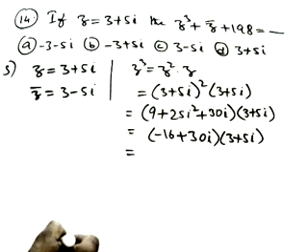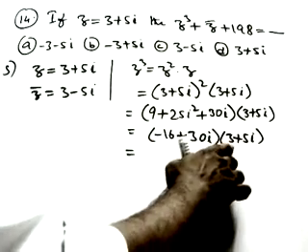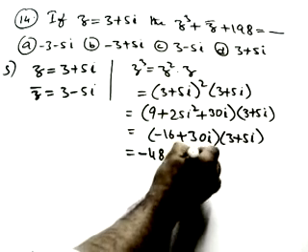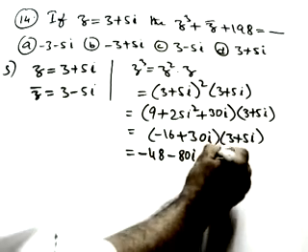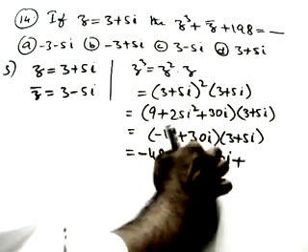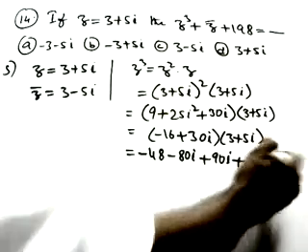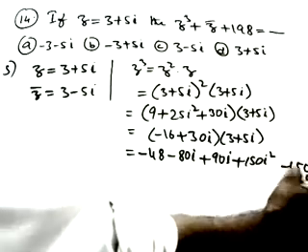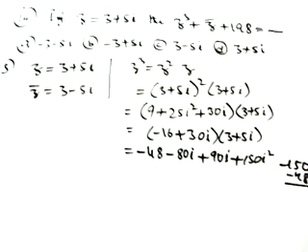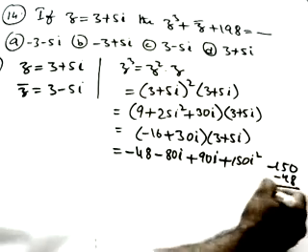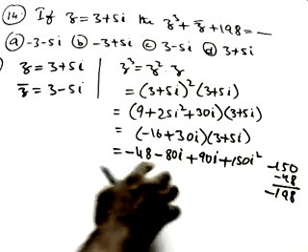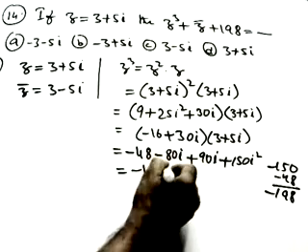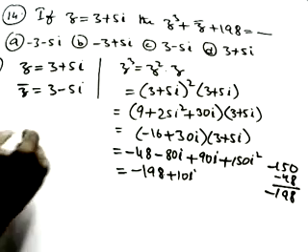Into 3 plus 5i. Now let me multiply this one, and we'll get the value of z cube. Minus 16 3s are minus 48. Minus into plus, minus 16 5s are minus 80i. Plus 30 3s are 90i. Plus 30 5s are 150i into i square. I square is minus 1, so this will be minus 150. Minus 150 minus 48, the real parts, is minus 198. So the real part is minus 198. 90i minus 80i is 10i.